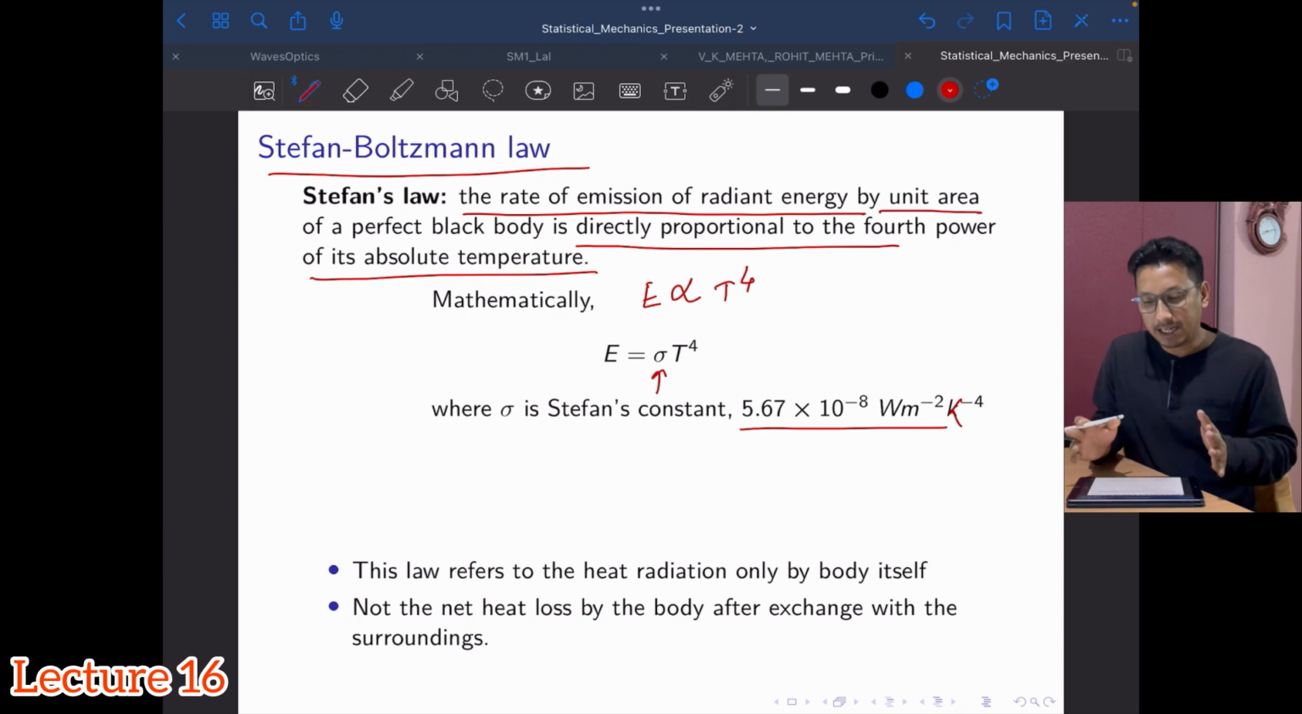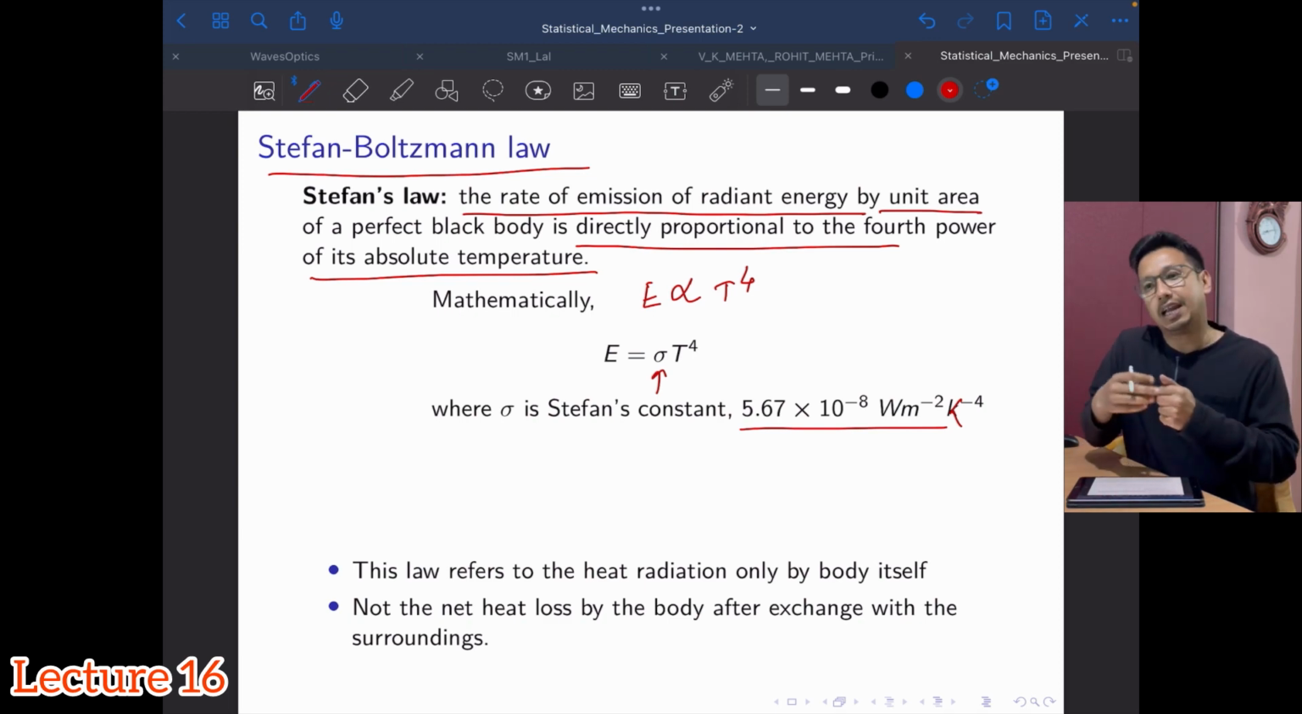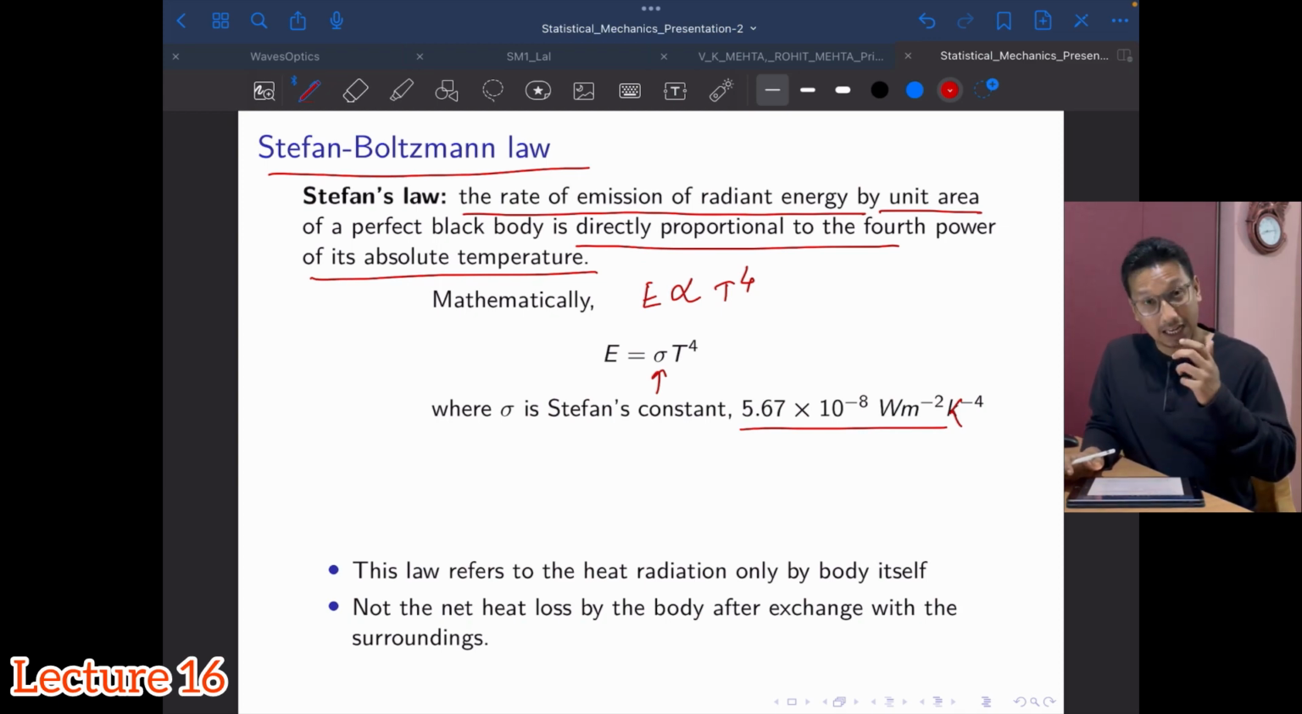The idea is this: if you have a black body which is maintained at a certain temperature, the energy radiated per unit time, that is per second, and per unit area is given by Stefan's law. But if it is surrounded by another black body, or a surrounding maintained at another temperature, since it is a black body, it has the capacity to emit as well as to receive radiation. So you can calculate the net loss or the heat loss by the black body. Stefan's law is not concerned about the net heat loss. It is only concerned about the energy radiated or emitted by the black body alone.